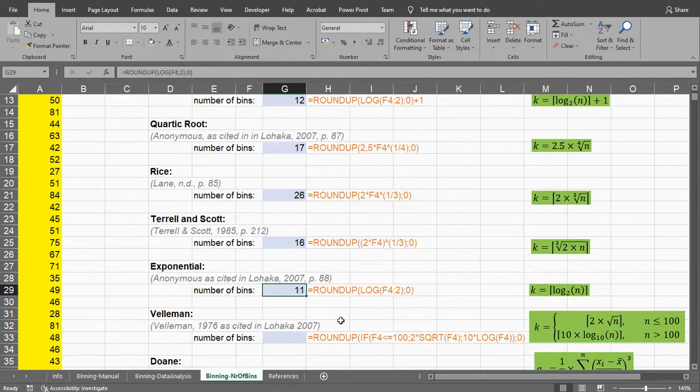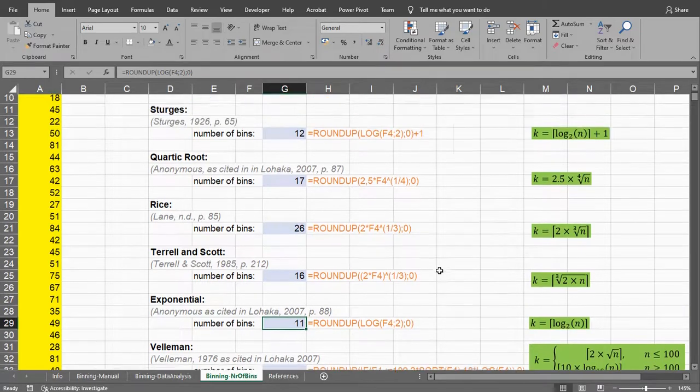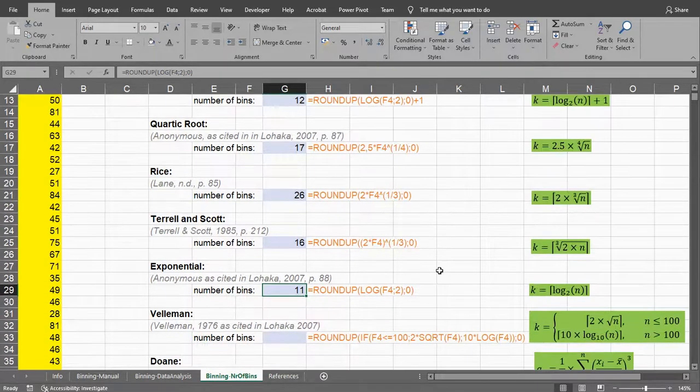Philemon has a slightly more complex looking one, but it's not so difficult. It's just an if. If the sample size is less than or equal to 100, we use this one. And otherwise, we use 10 times the log 10 of n. So, yeah, 2 times the square root of n. That looks a bit like the Rice one, but 1 root higher, sorry. So we can use an if.